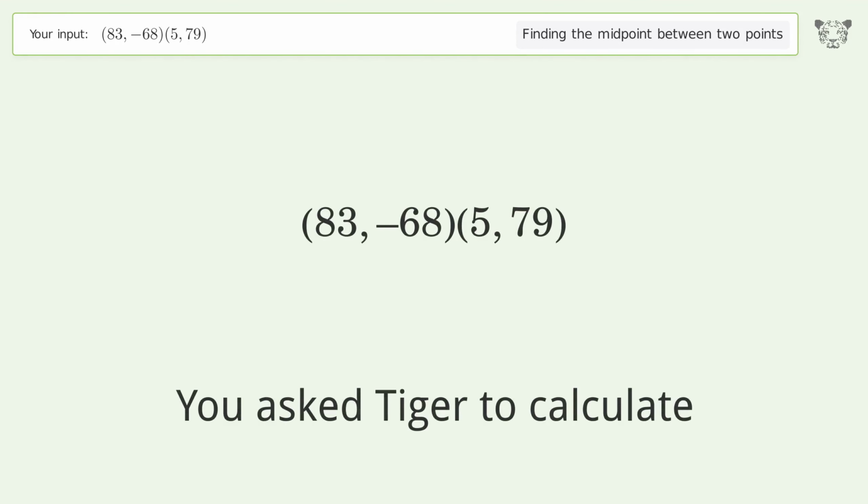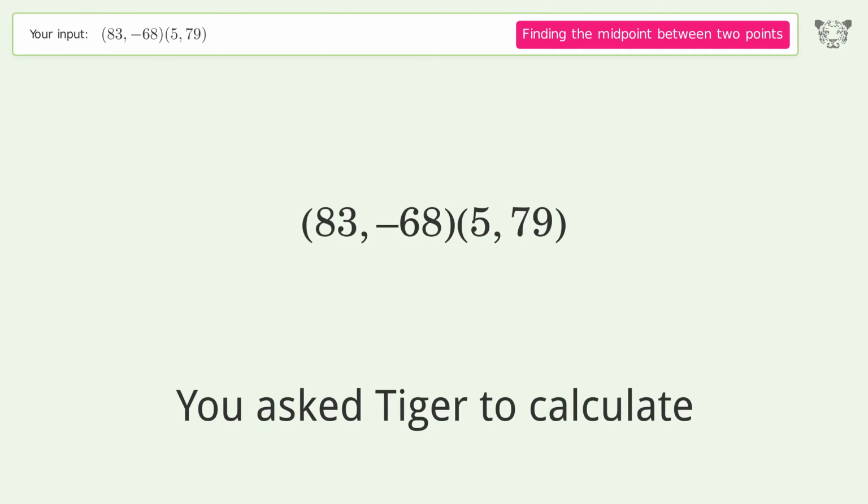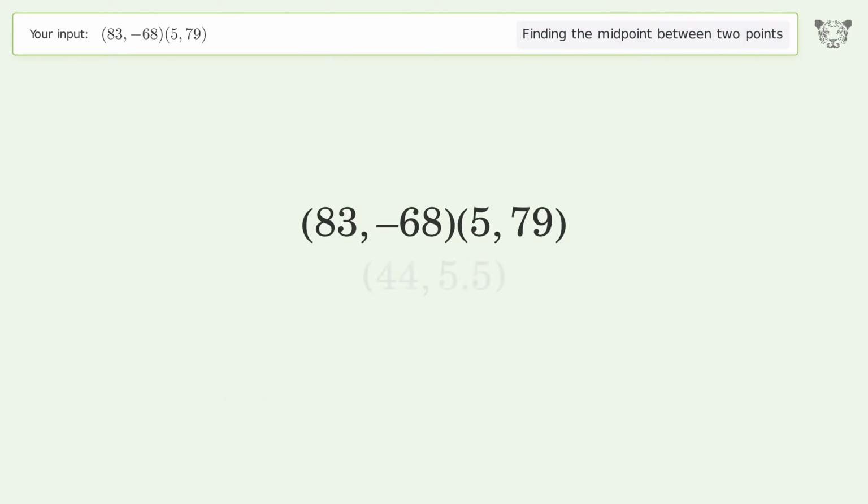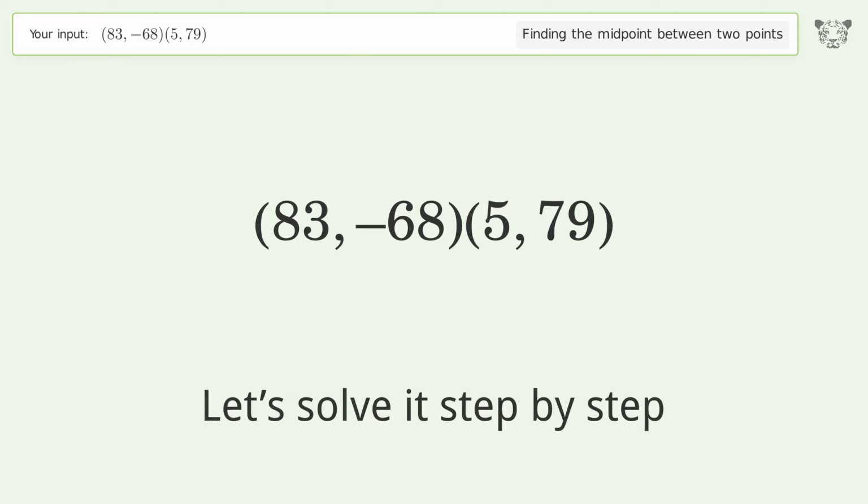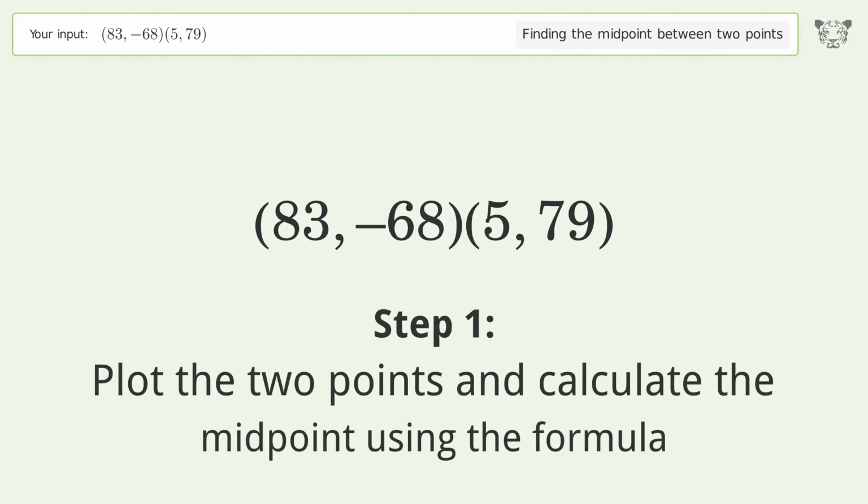You ask Tiger to calculate. This deals with finding the midpoint between 2 points. The midpoint between the 2 points is (44, 5.5). Let's solve it step by step. Plot the 2 points and calculate the midpoint using the formula.